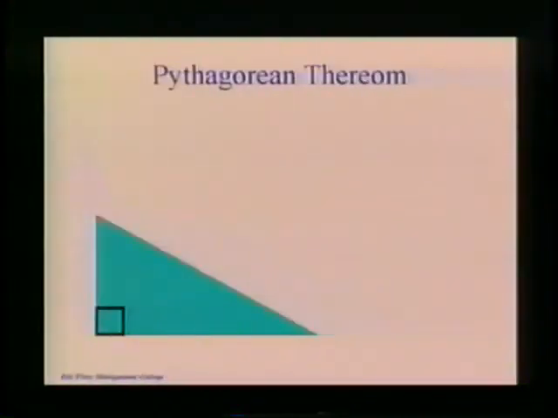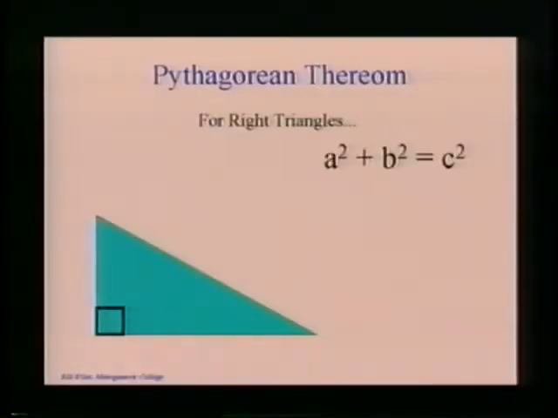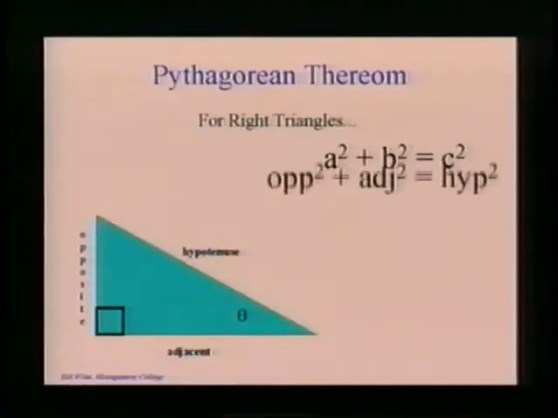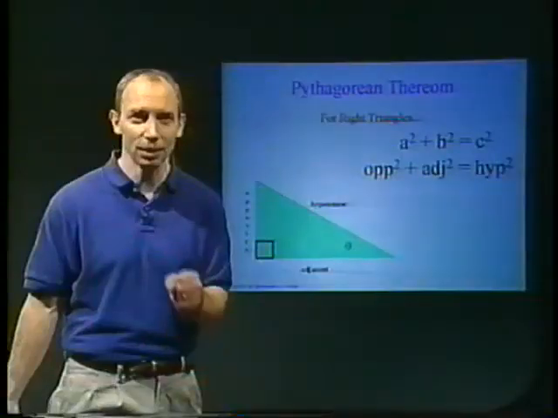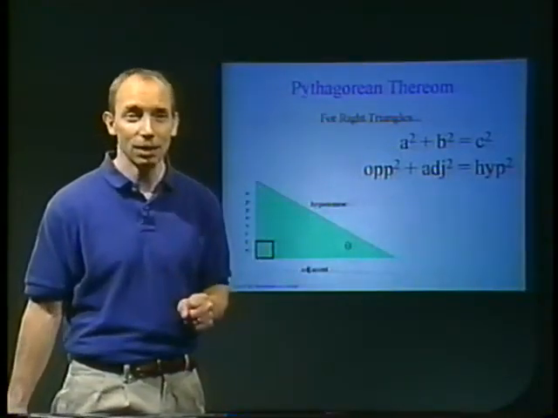One more. Remember your old buddy, the Pythagorean theorem. For right triangles, a squared plus b squared equals c squared. If this was the angle, that's the opposite, the adjacent, and the hypotenuse. So couldn't you say that instead of a, we say opposite squared, instead of b, adjacent squared, and instead of c, hypotenuse squared? Big deal. This is one of the most famous identities of all of trigonometry.